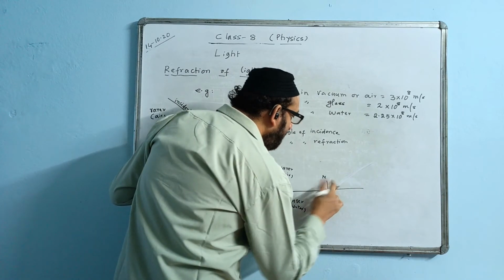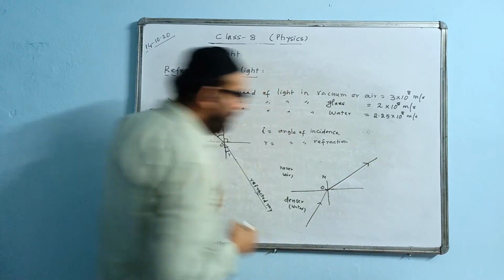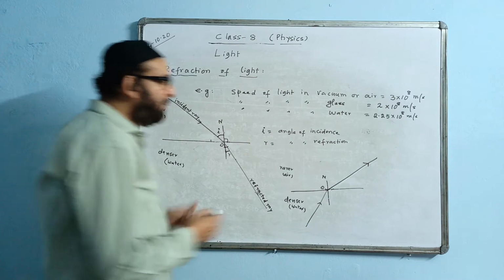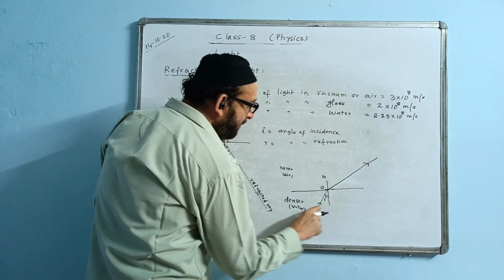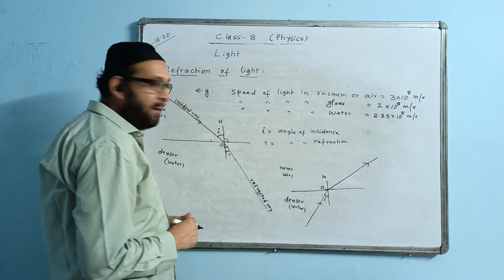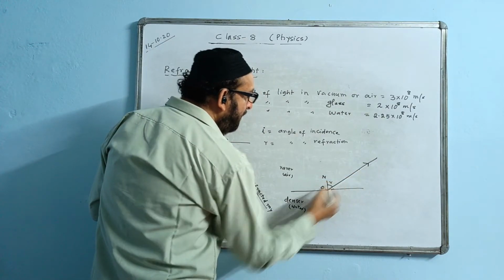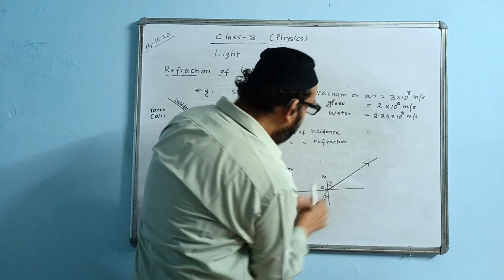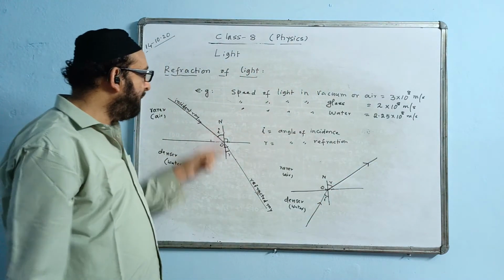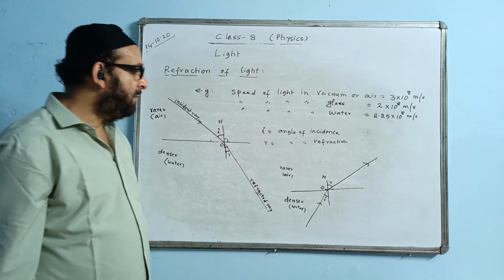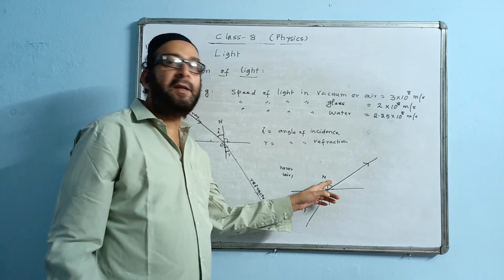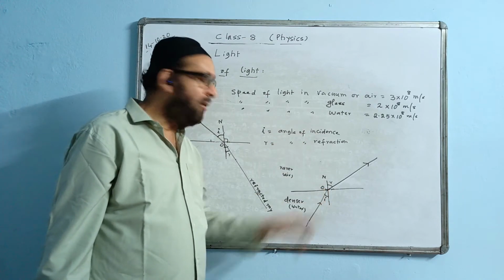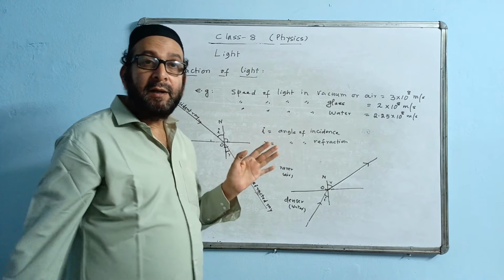From this point only, the ray will go away from the normal like this. This ray will not go straight; rather it will bend away from the normal. So let us mark the angles. The angle between the incident ray and the normal will be angle I. Here is the refracted ray, so this angle will be angle R. Since the ray is going away from the normal, this time angle R will be bigger than angle I, whereas earlier I was bigger than R. Suppose I is 30 degrees, then R can be 40, 50, 45, anything, but it will be more than the value of I, since the ray is bending away from the normal.